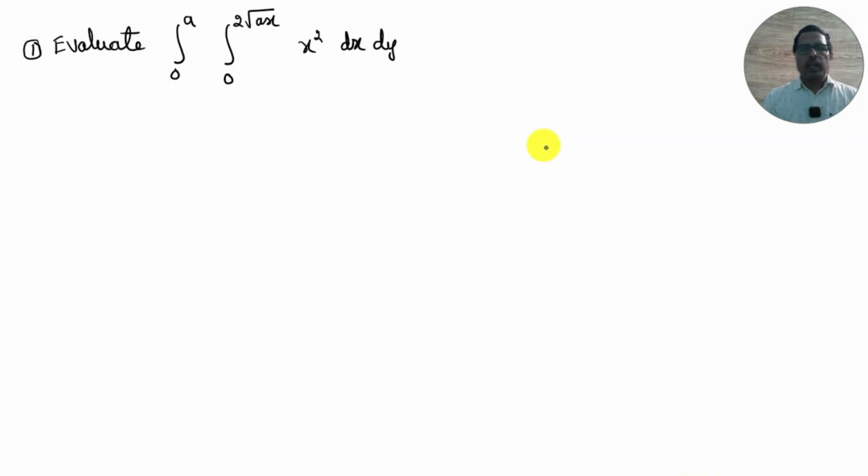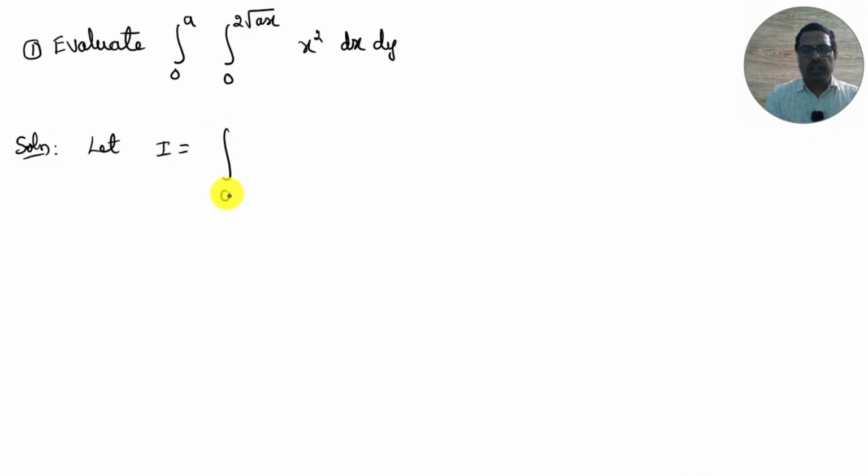In today's session, we are going to learn about double integral. Let us take an example. The question is: evaluate the integral from 0 to a and the integral from 0 to 2 root ax of x square dx dy. So let's start the solution by writing down this integral to be equal to I.